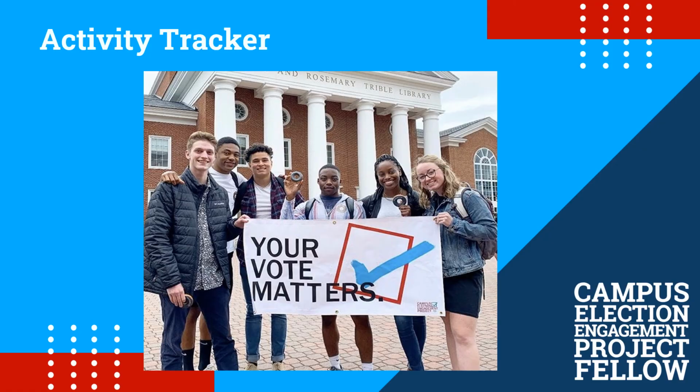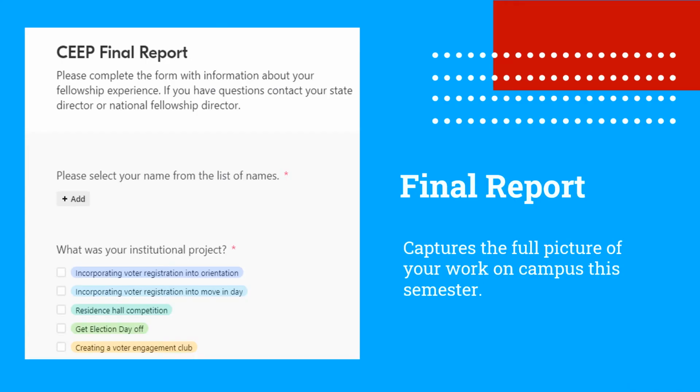The final report that you will complete at the end of the semester captures all the data that we need on the back end regarding your fellowship. It has questions about the types of projects you did, the events you held, and how many people you reached. These help us determine how effective the fellowship was. We do not look at these results as a reflection on the student, but as a reflection on our program and how we can improve it.